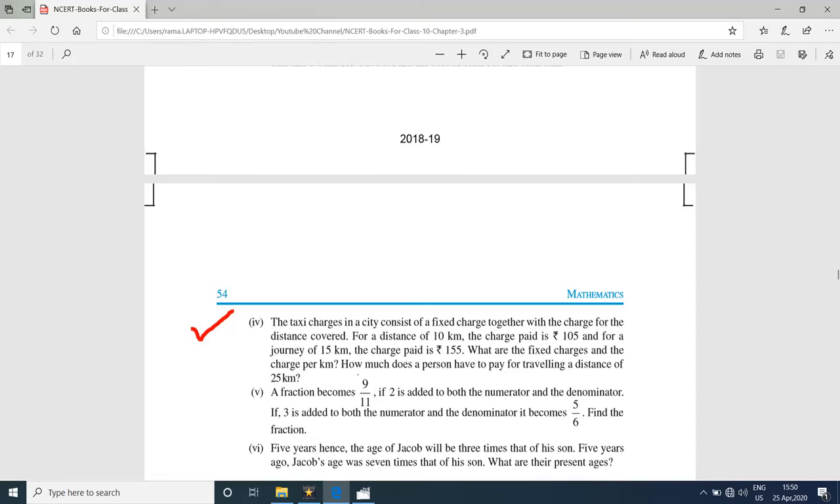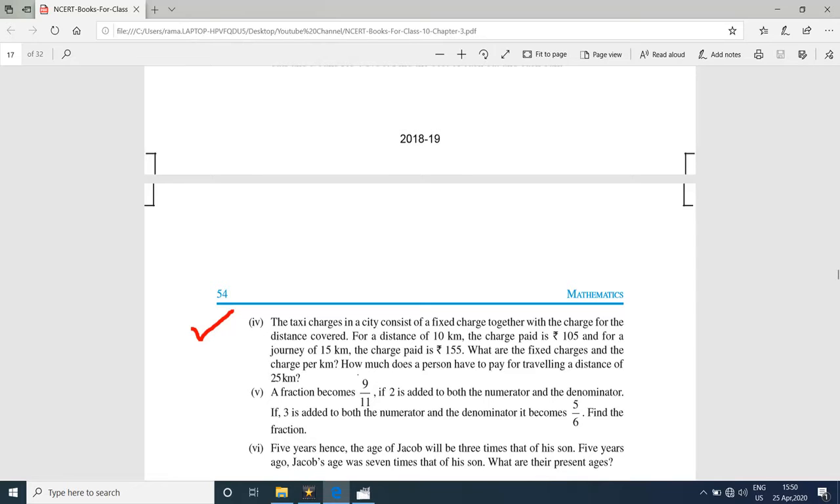The taxi charges in a city consist of a fixed charge together with a charge for the distance covered. For a distance of 10 km, the charge paid is 105 rupees. And for a journey of 15 km, the charge paid is 155 rupees. What are the fixed charges and the charges per kilometer? How much does a person have to pay for traveling a distance of 25 km? Read the question again.